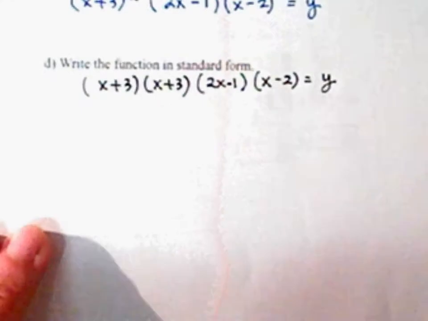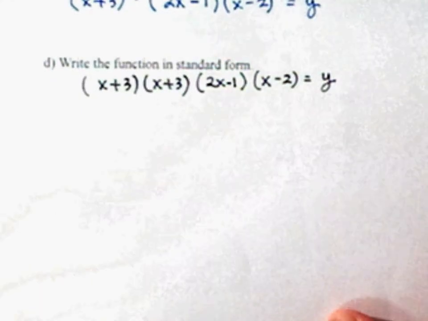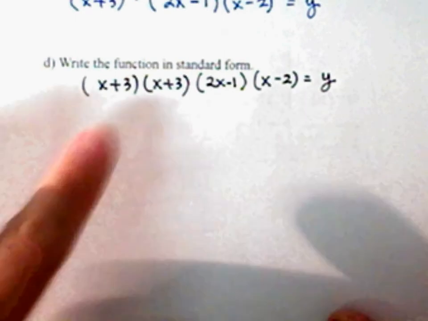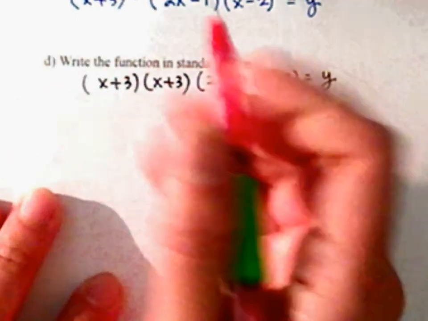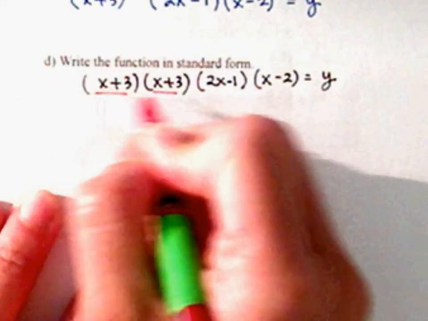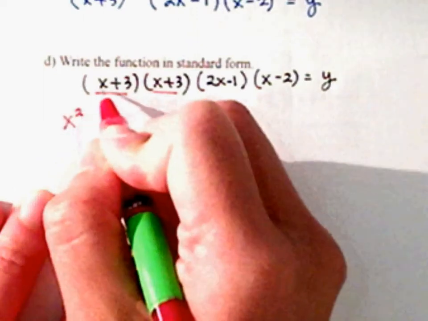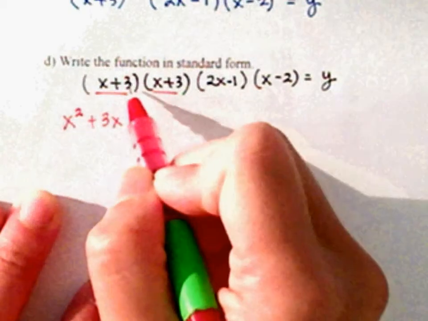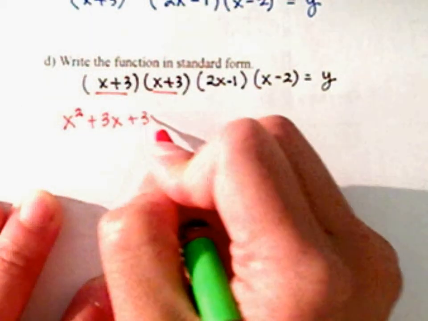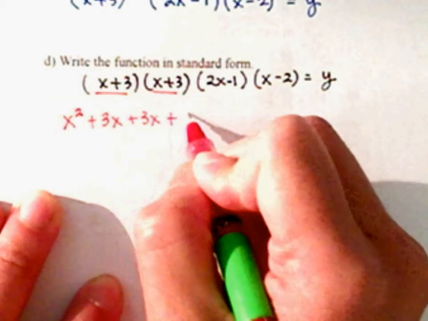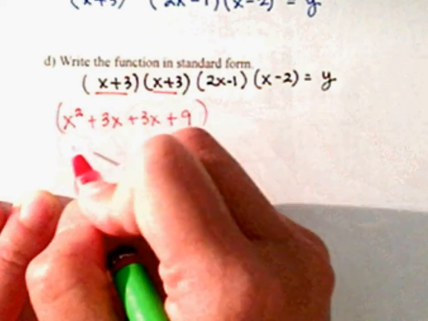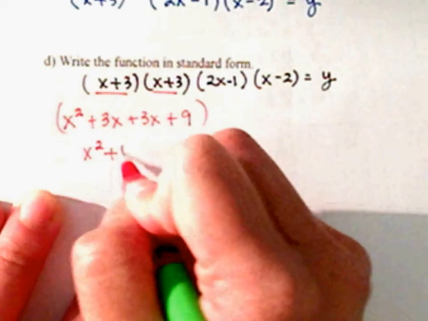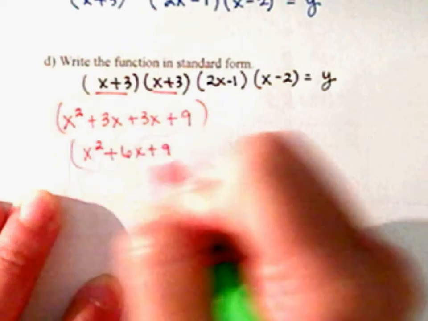So, you have a choice how you want to do it. I'm going to multiply these two first. X times x is x squared. X times 3 is positive 3x. 3 times x is positive 3x. 3 times 3 is positive 9. Combine my like terms, so you got x squared plus 6x plus 9. Okay.